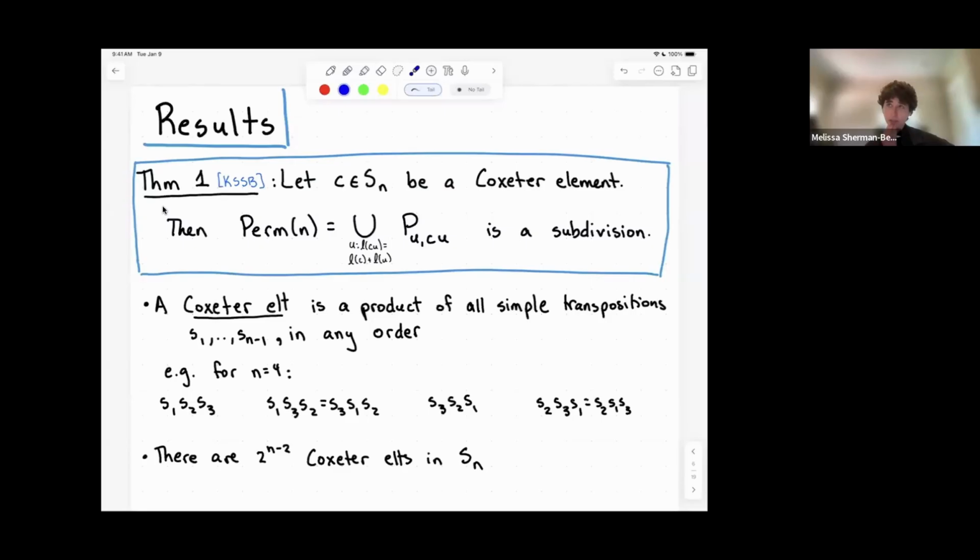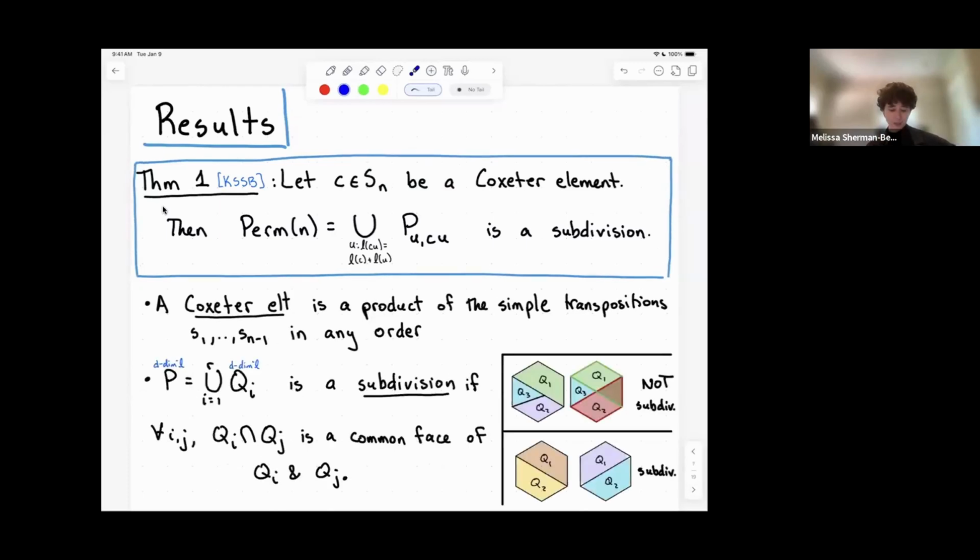And in general, there are 2 to the n minus 2 Coxeter elements in Sn. So this theorem is producing for you 2 to the n minus 2 different subdivisions. Okay, and then what is a subdivision? Like I said, it's a kind of decomposition of this big polytope into littler polytopes that's particularly well behaved.